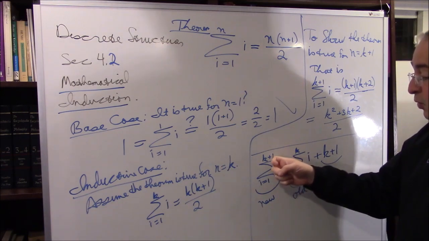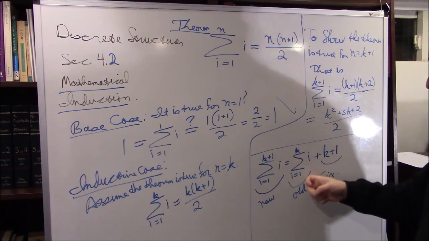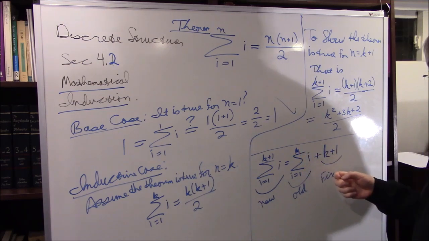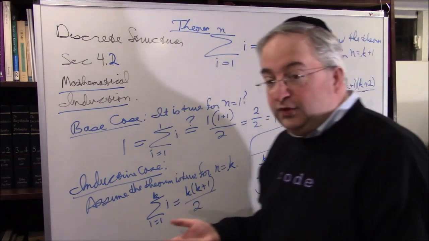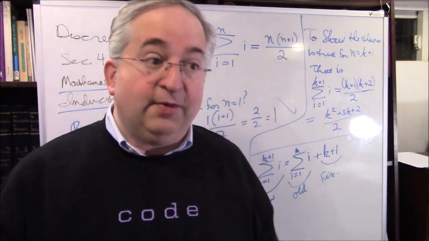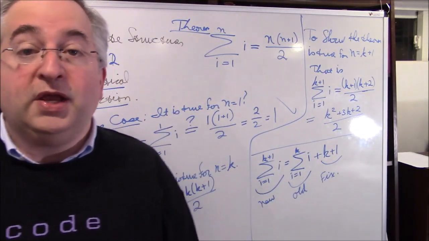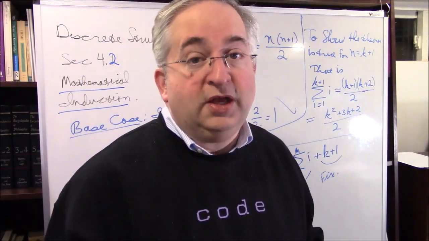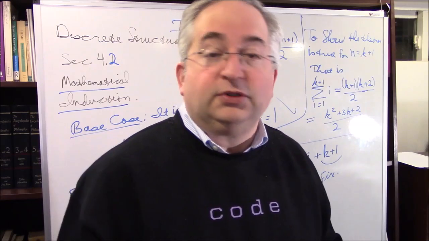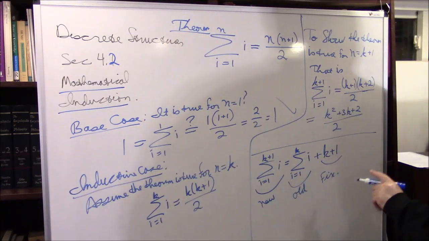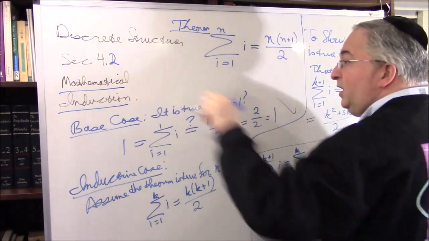Adding up all the numbers from 1 to k plus 1 is the same thing as adding up all the numbers from 1 to k, and then adding the k plus 1 number. It's like if I have a room full of students and I want to add up everyone's age. One way is to add up everyone's age. Another way is to add up everyone's age till the last person, then add the last person. Doesn't hurt. But now here's what I can do, and this is the part about induction.